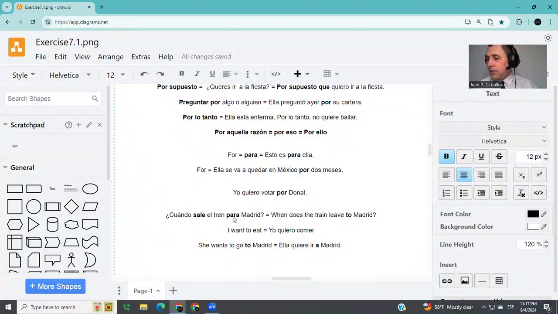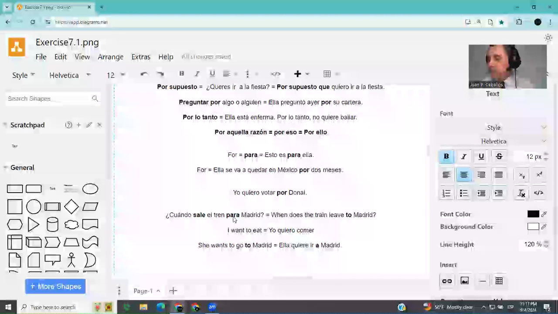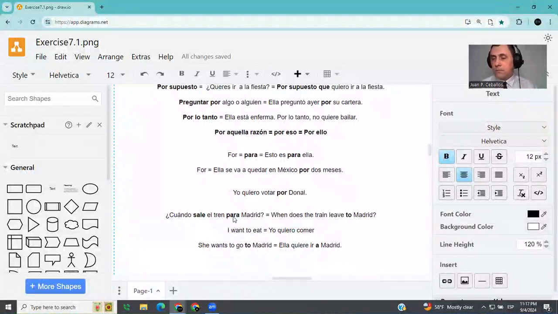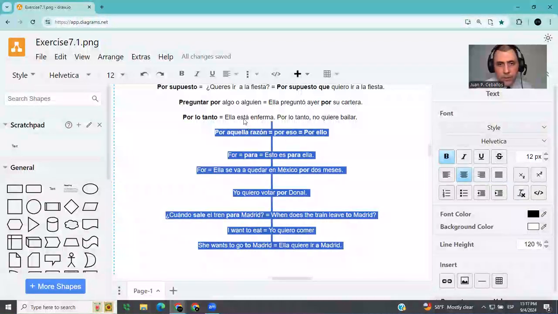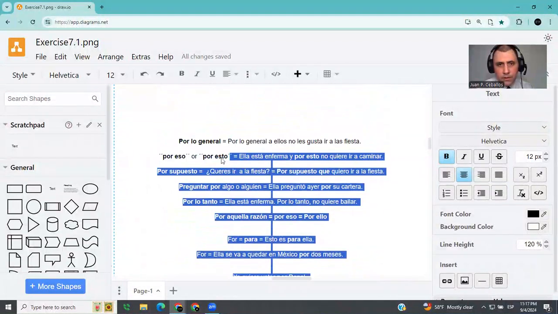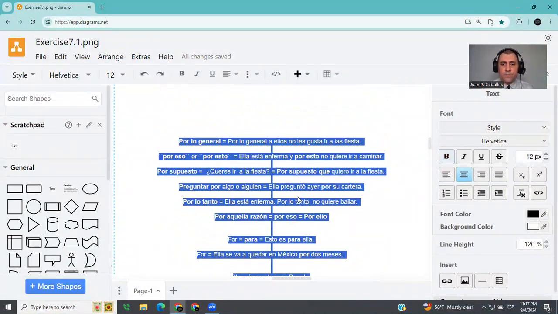So that's all that I wanted to explain. I just wanted to explain these expressions and all these prepositions here. And I also wanted to explain negative expressions as well. And that's all for today.